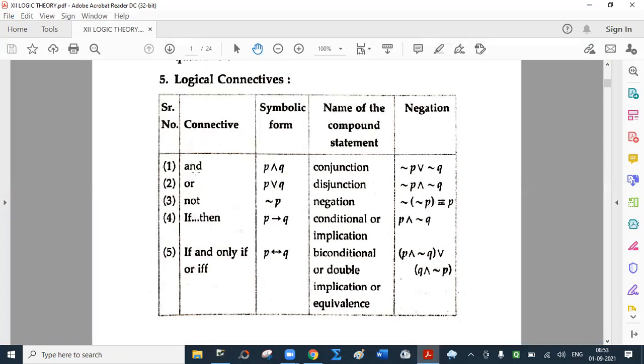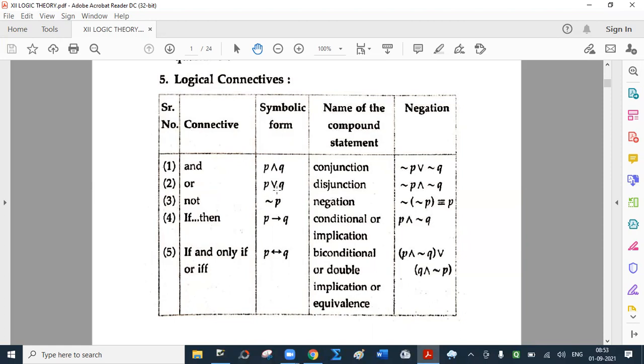The first connective is AND. Suppose P and Q are 2 simple statements. Then P and Q, this is the symbolic form of P and Q. The compound statement formed by using the connective word AND will be called conjunction. Forget about this; we are not supposed to discuss this initially. Second one is OR. If the connective word OR is used, we get a compound statement which will be called disjunction. You must have heard about these words in English grammar.